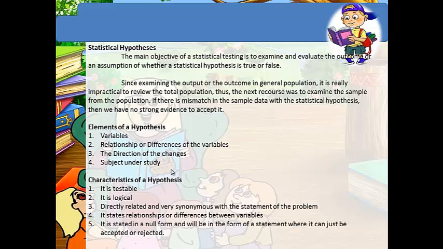And then let's proceed with the characteristics of a hypothesis. The characteristics of a hypothesis should be testable. It should be logical. It should be directly related or very synonymous with the statement of the problem. It should state relationship or differences between the variables. And it is stated in a null form and will be in the form of a statement where it can be accepted or rejected.